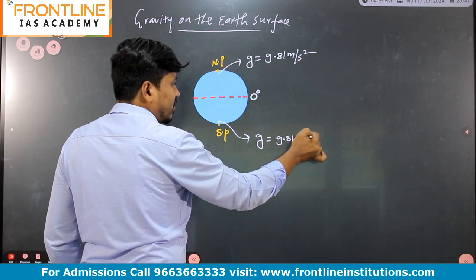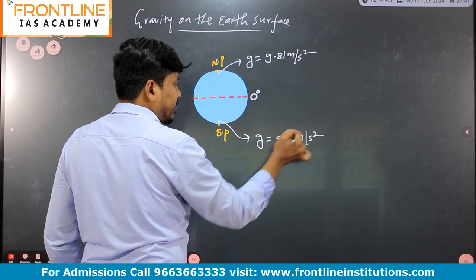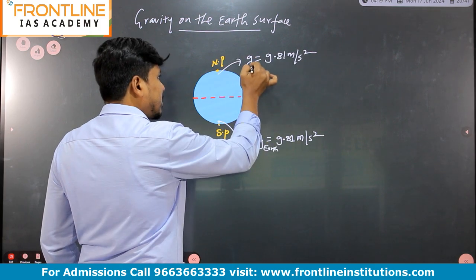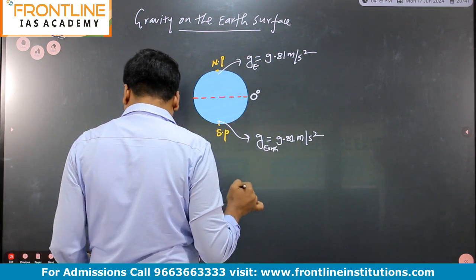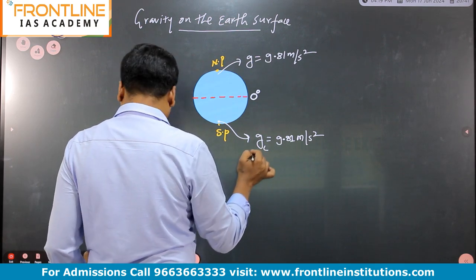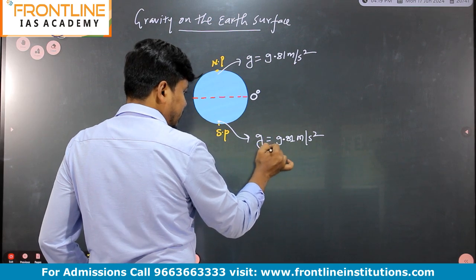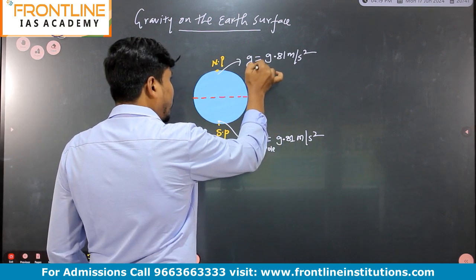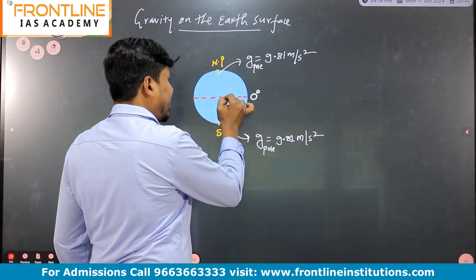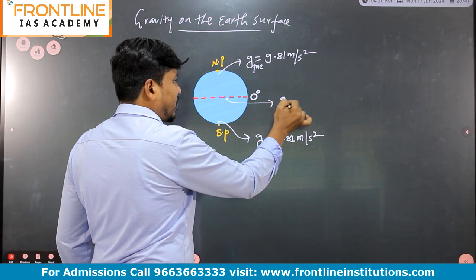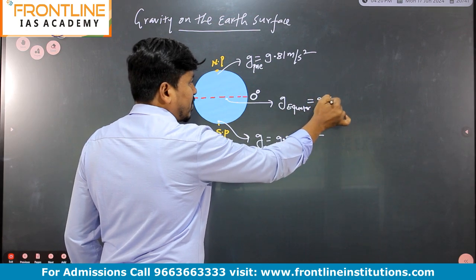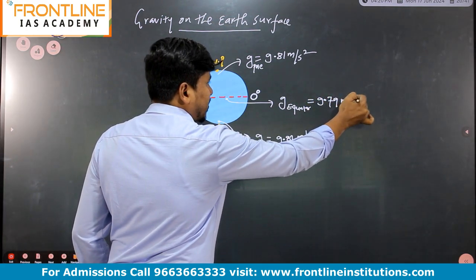9.81 meter per second square, right? So this is G earth. Near the poles, this is G poles, the gravity is 9.81 meter per second square, and the gravity at the equator, G equator, is 9.79 meter per second square.